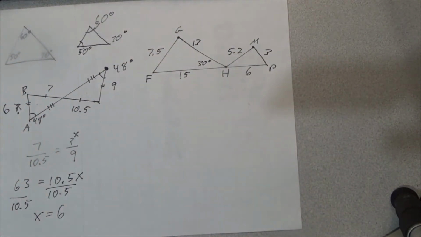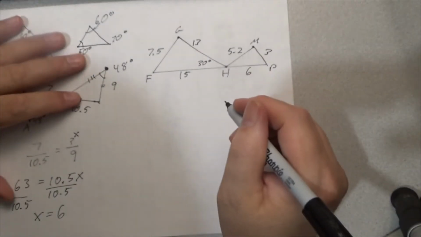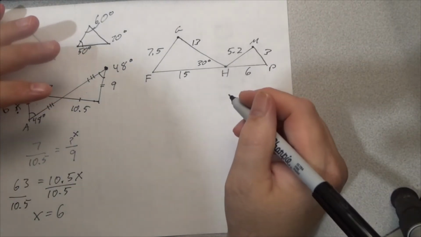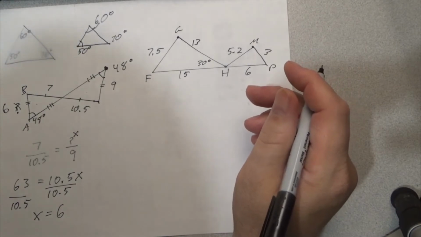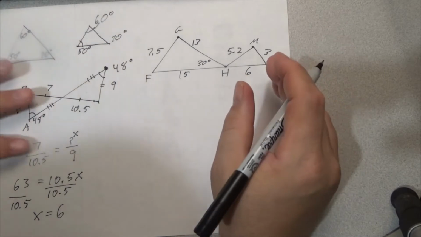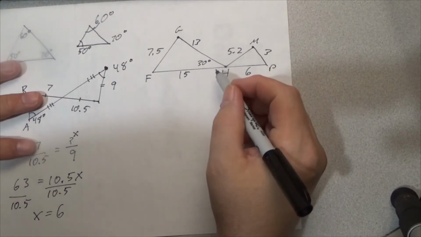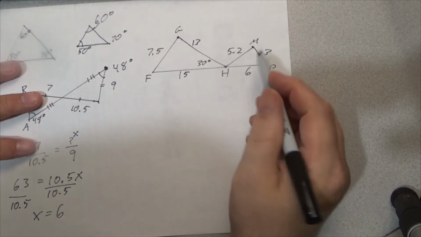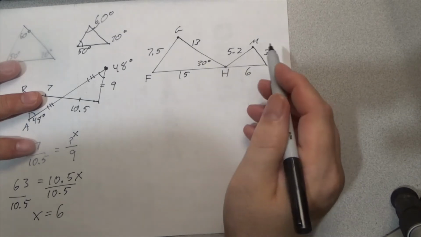Okay, so are these, first of all, they are similar, or that's what we're trying to prove here. Okay, so let's figure this out. So we've got this triangle and this triangle right here.